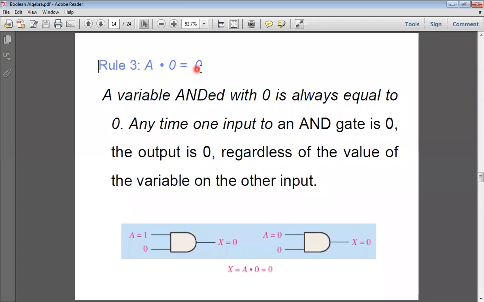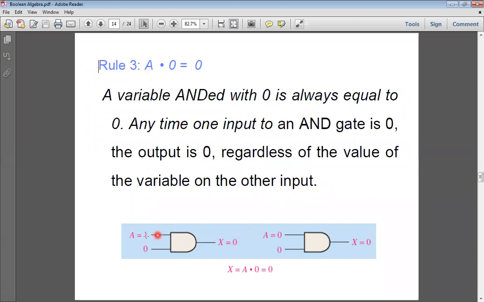Next, A dot 0 equal to 0. So what this one says: A is one variable input. The other input is fixed at 0, and we are doing the AND operation. The second input is fixed at 0, and the first input is A. Let's give values to A. These are the only two possibilities.